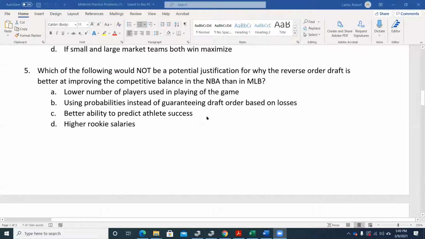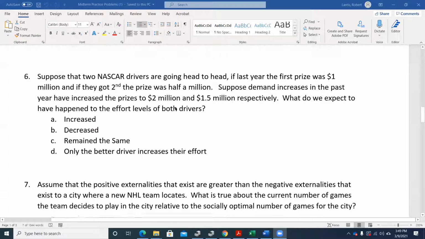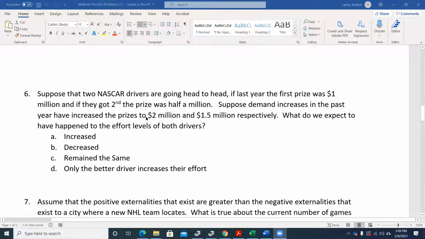Skip this one. Okay, let's think about this one right here. We haven't looked at a ton of these models. So suppose we have NASCAR drivers going head to head. If last year the first prize was $1 million and the second place prize was $500,000, suppose now that we've got a first place prize of $2 million and a second place prize of $1.5 million, what do we expect to happen to effort levels of these drivers going head to head?